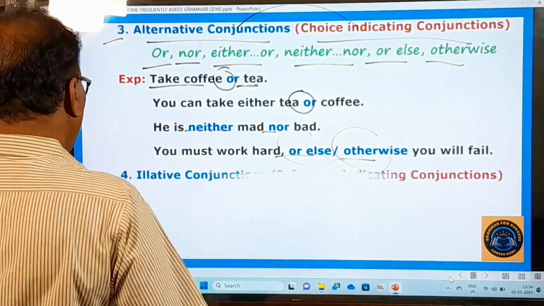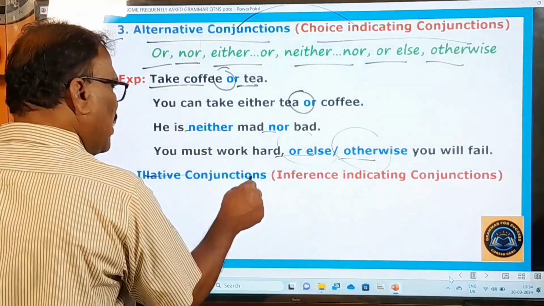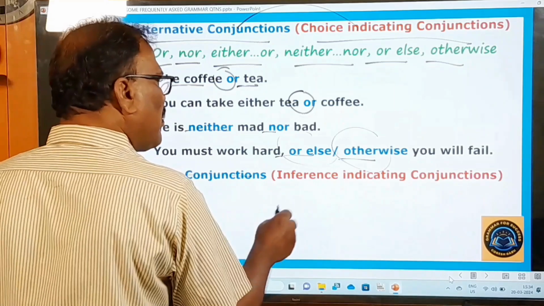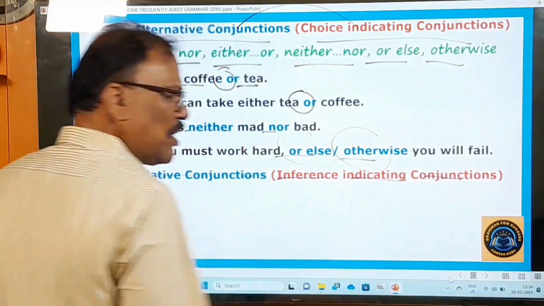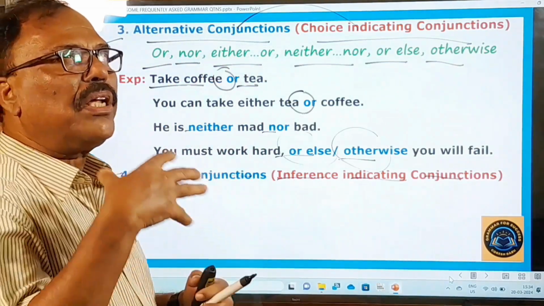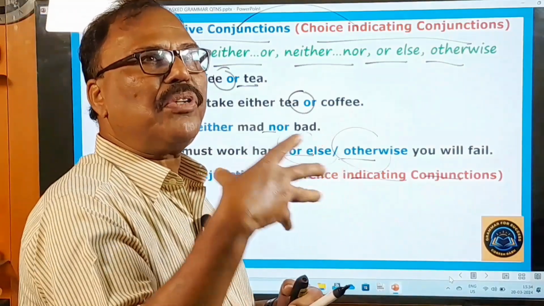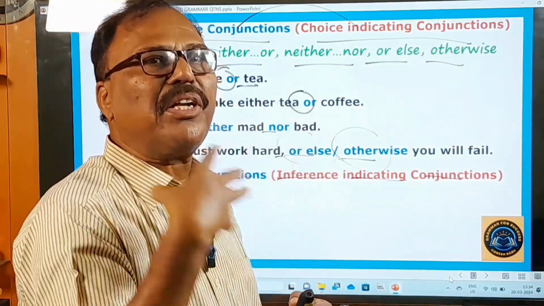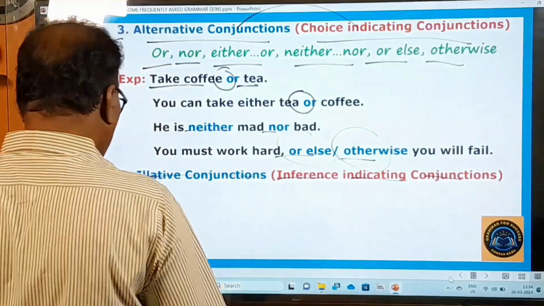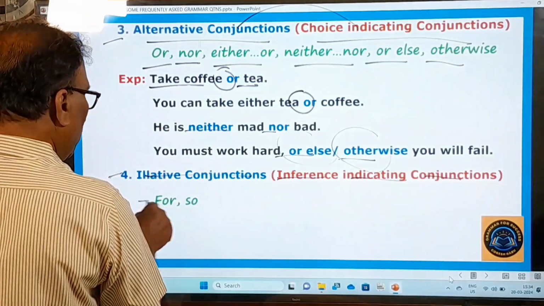And now you go to the last one, illative conjunctions. Illative conjunctions means what? Inference indicating conjunctions. They are used to infer something. They are used to indicate something inferred or deduced. So here you pay attention. What are those conjunctions? For and so.